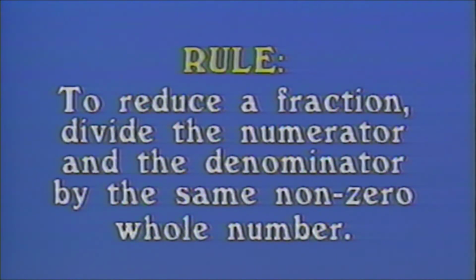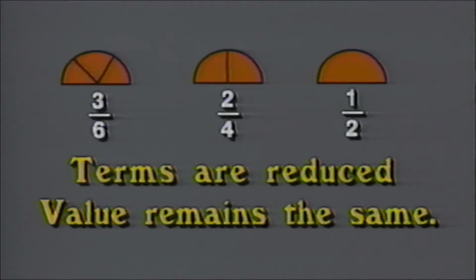The following rule is true. When the numerator and denominator of a fraction are divided by the same non-zero whole number, the result is an equivalent fraction. This is called reducing a fraction. Like losing some unnecessary fat: the person stays the same, the fat goes. Here too, the fraction's value stays the same. The terms of the fraction are reduced, but not its numerical value.